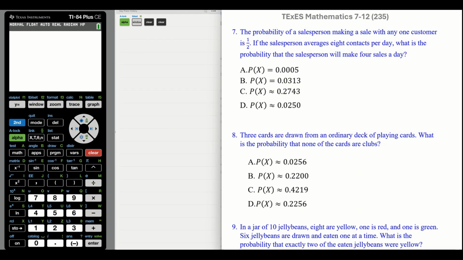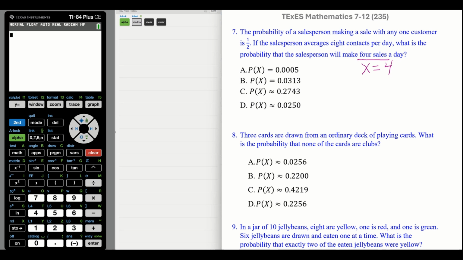Number 7, the probability of a salesperson making a sale with any one customer is 1/2. If the salesperson averages 8 contacts per day, what is the probability that the salesperson will make 4 sales per day? Okay. Notice they have taken out our hint, but from the prior problem, we know that we're looking at X equals 4, exactly 4 people in the future, 4 sales.